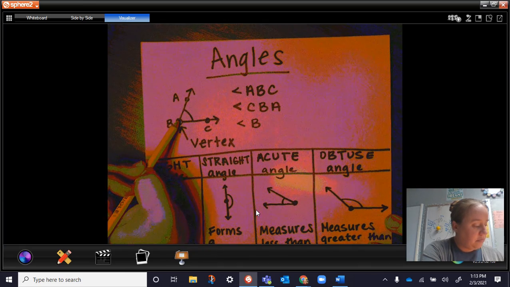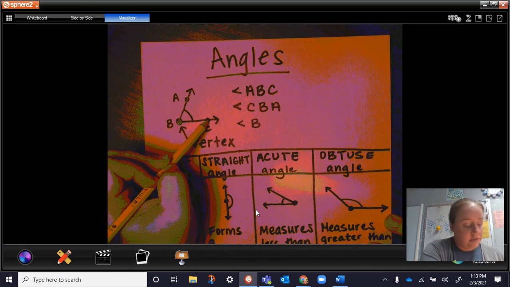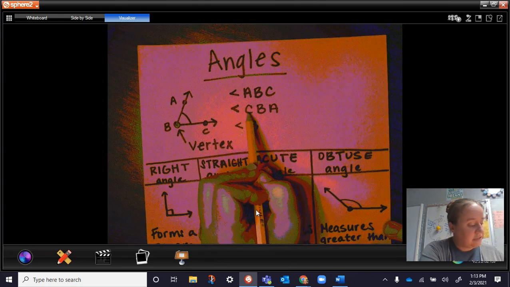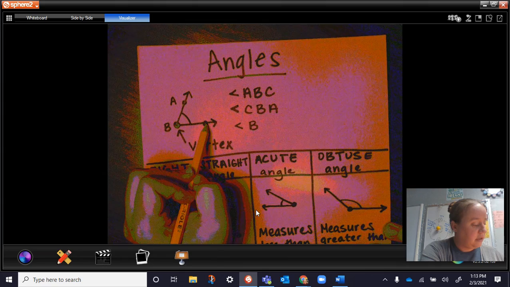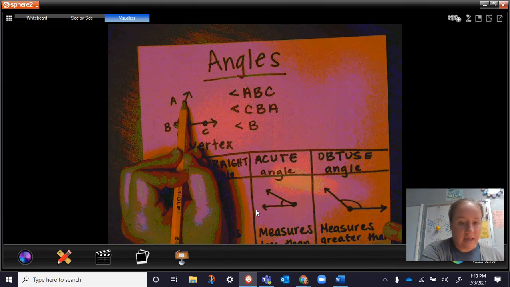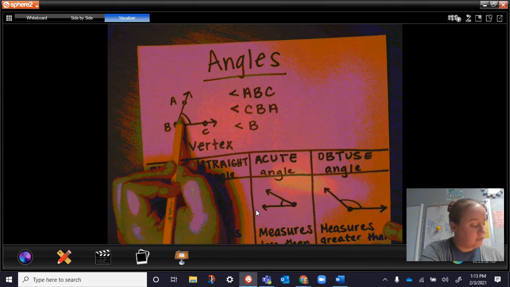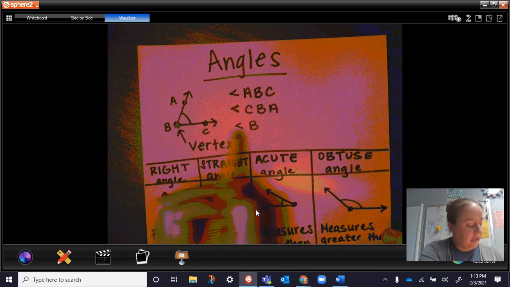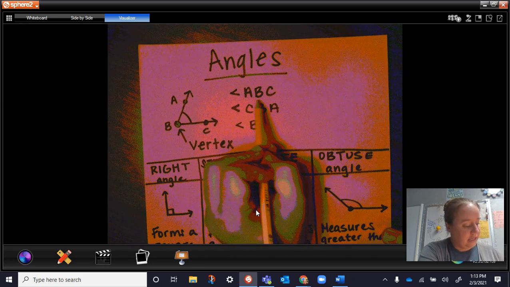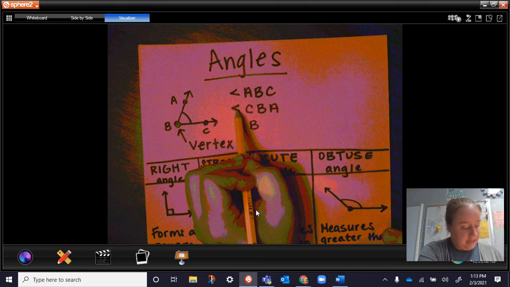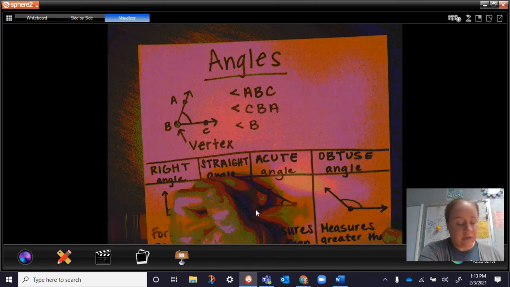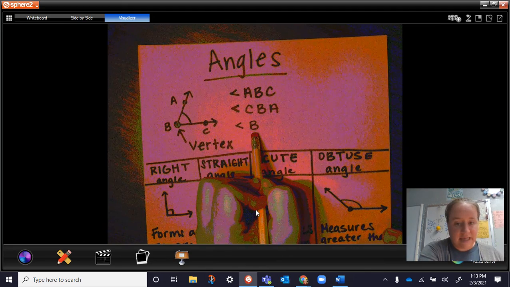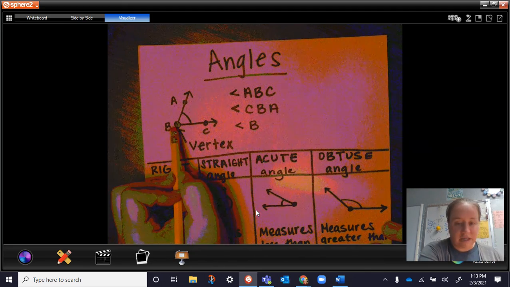The next way you can say it is angle CBA. This is just starting on the opposite side, C, B, A, going backwards. You can also name it by the vertex. Whether we name it ABC or CBA, they both have that B in the middle. So you can also just say angle B, and I would know that you're talking about this one here.